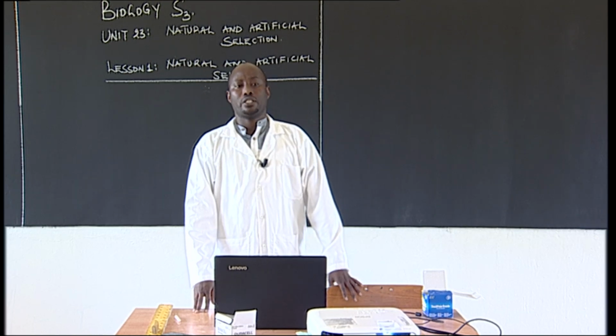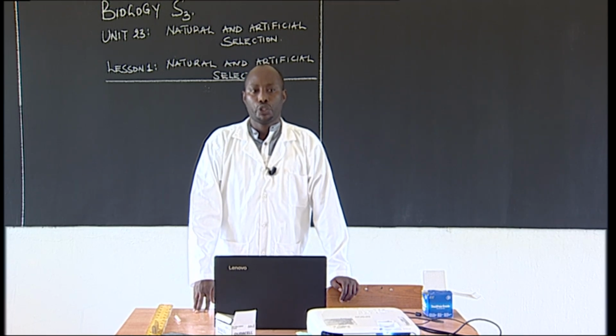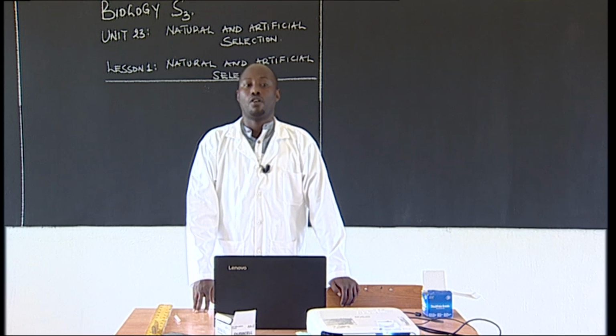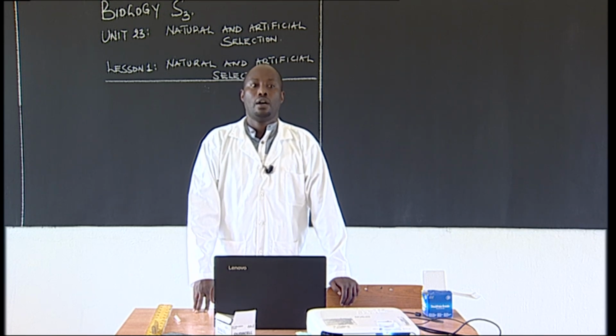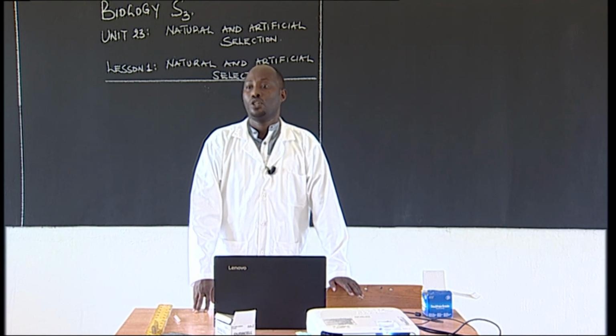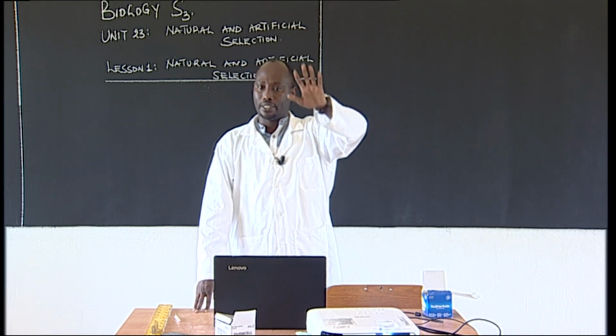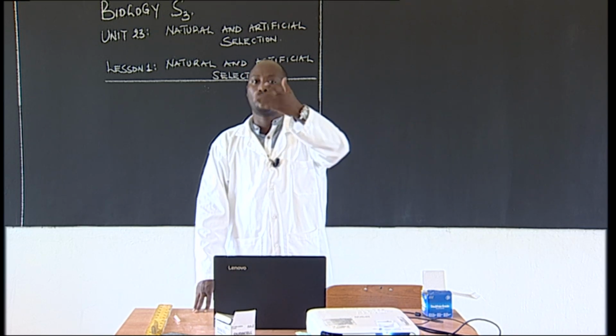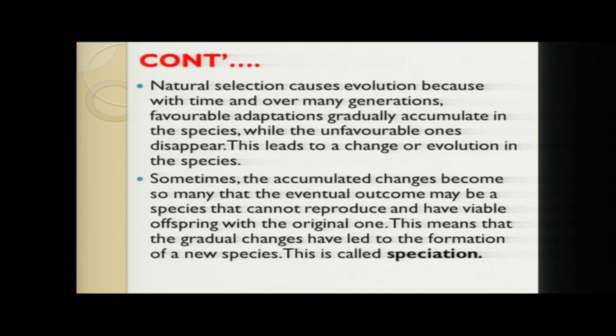So natural selection causes evolution. Evolution, because with time and over many generations, favorable adaptations gradually accumulate in these species. That is obvious. While the unfavorable ones disappear, those who have favorable characteristics are able to multiply and produce young ones. Those that do not have strong characteristics will not multiply, they will disappear. Okay? This leads to what you call changes and evolution in the species. That's why you have what you call evolution in species.